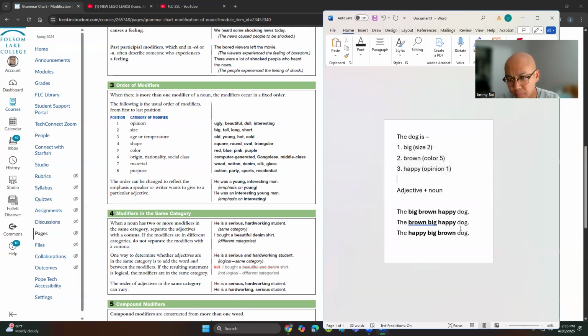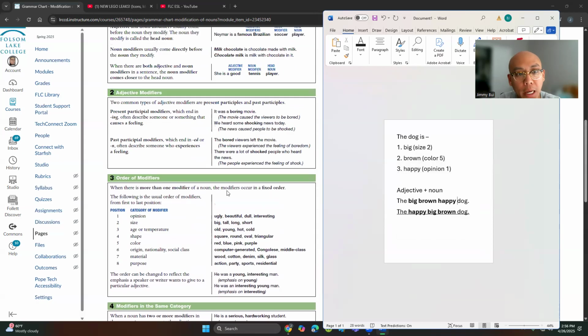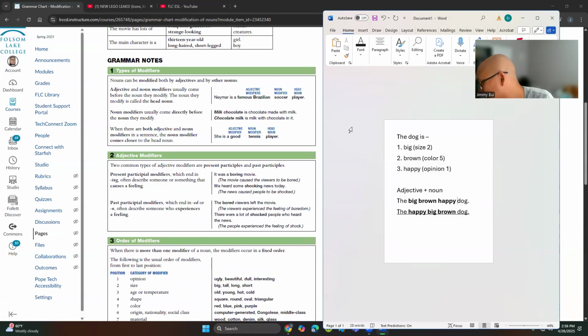And so the correct order would be the happy big brown dog, right? Word here does not think the big brown happy dog is incorrect. And that is, again, okay if I am speaking in a sense where I want to emphasize the adjectives big and brown. Want to emphasize it, meaning the importance of this adjective. This dog is a big dog, right?